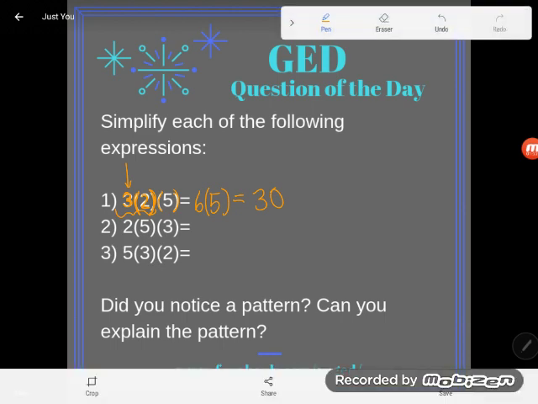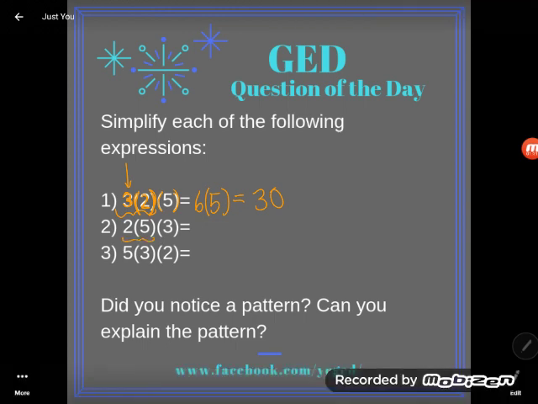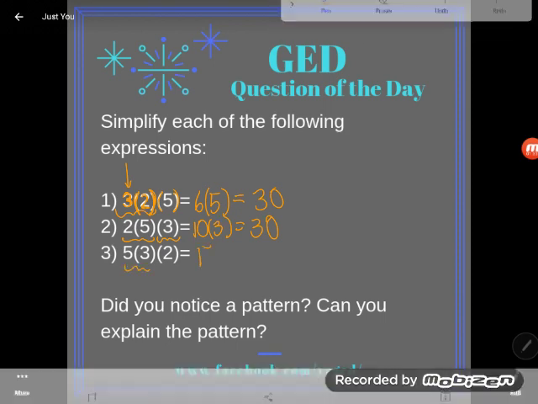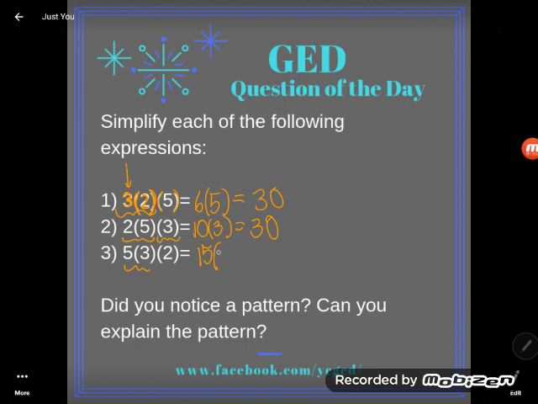Now looking at number 2, you're going to notice I have the same numbers, 2, 5, and 3, but this time they're in a different order. Will it make a difference? Let's take a look. 2 times 5 is 10. And if I multiply that 10 by the remaining 3, do I still get 30? Of course I do. 10 times 3 is 30. Well, let's take a look at the next one. 5 times 3 is 15. I'm multiplying that by 2. I still get 30.